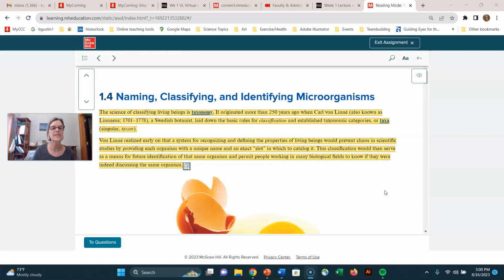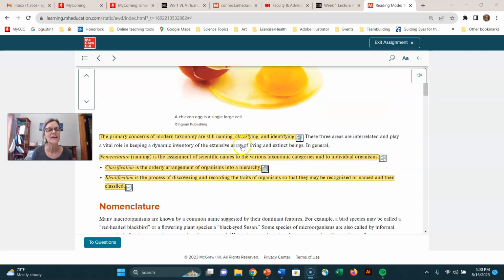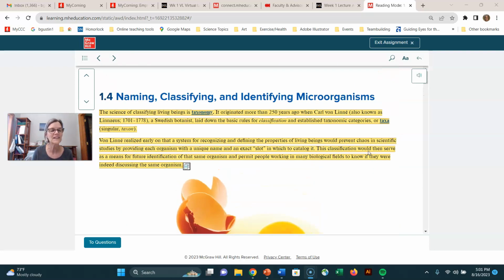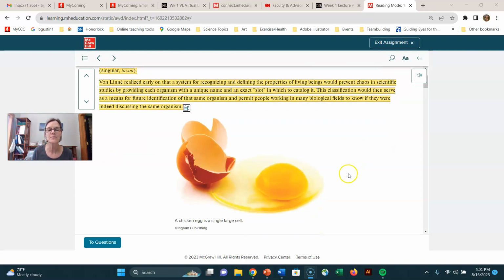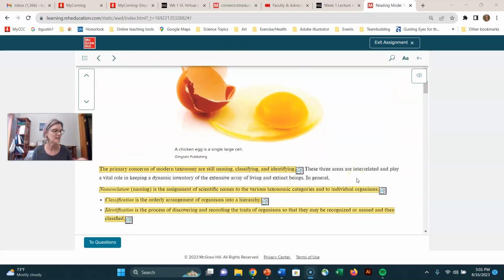Those three things together, naming, classifying, and identifying, are what we call taxonomy. And so down here it says the primary concerns of modern taxonomy are naming, classifying, and identifying. When we have living organisms, scientists always want to put organization to them, and it helps us understand them. It helps us study them more effectively.